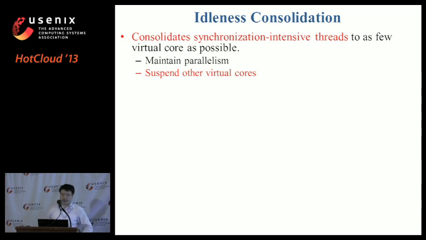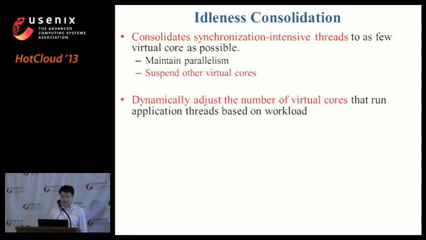With idleness consolidation, we want to run the threads on as few virtual cores as possible. At the same time, we maintain the parallelism to avoid performance degradation. We suspend other virtual cores so that the corresponding physical cores can be used by other virtual cores or put into lower power mode. To implement idleness consolidation, we dynamically adjust the number of virtual cores that run the application threads based on the workload.